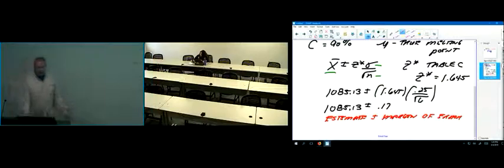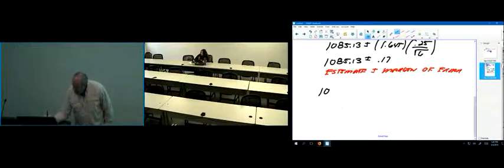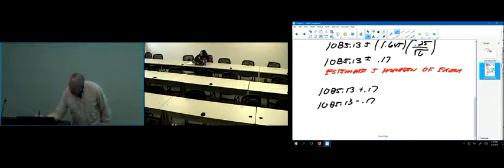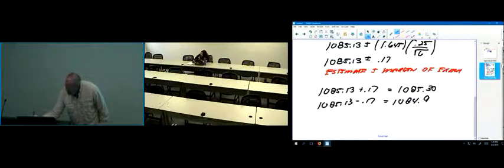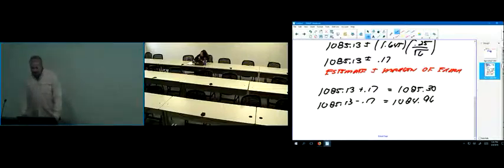Okay? Now, at this point, we've got to do each piece. I can't do it all at once, so I think about 1085.13 plus 0.17, 1085.13 minus 0.17. I can do this one. This one's 1085.30. This one here is 1084.96. There is your confidence interval.